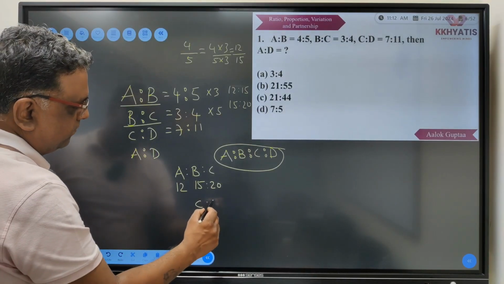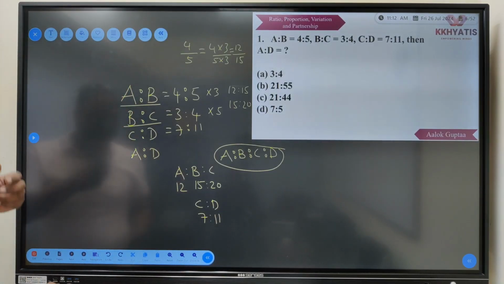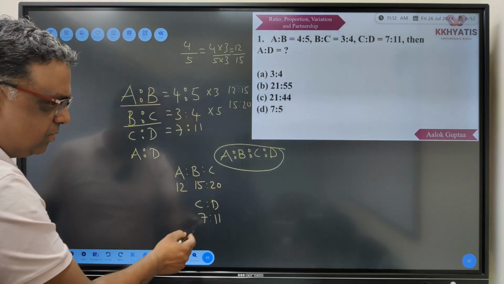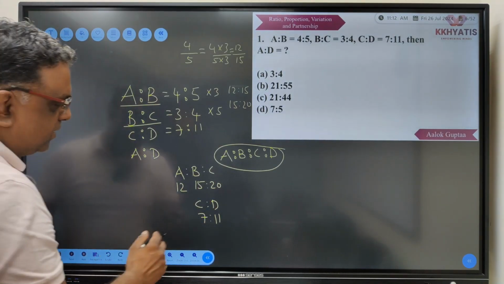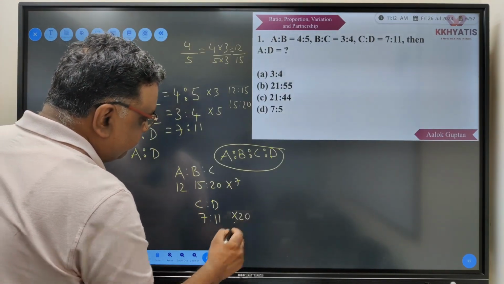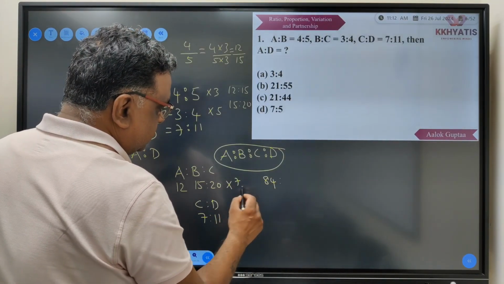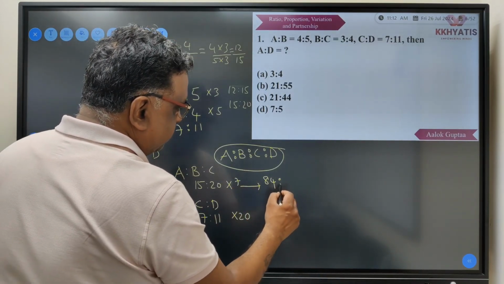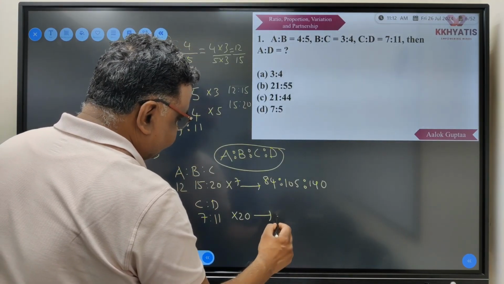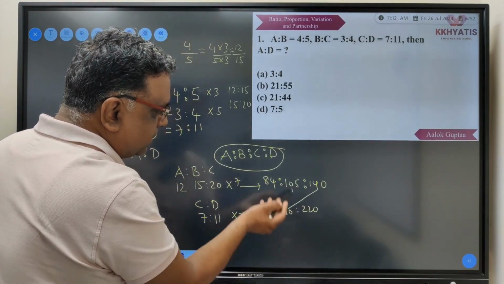Now my C is to D is 7 is to 11. So now this is 20 here and this is 7 here because C is common in both. So I'll try to merge them. When I merge them, I will multiply this by 7 and I'll multiply this by 20. So this will become 84 is to 105 is to 140 and this will become 140 is to 220. So now these two became same, so I can merge this.